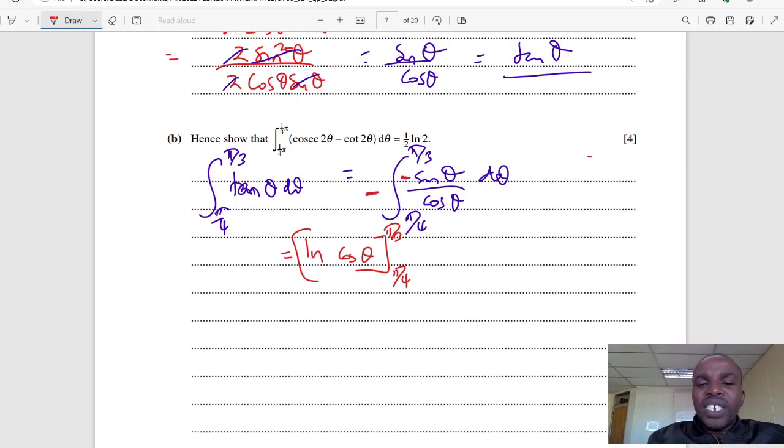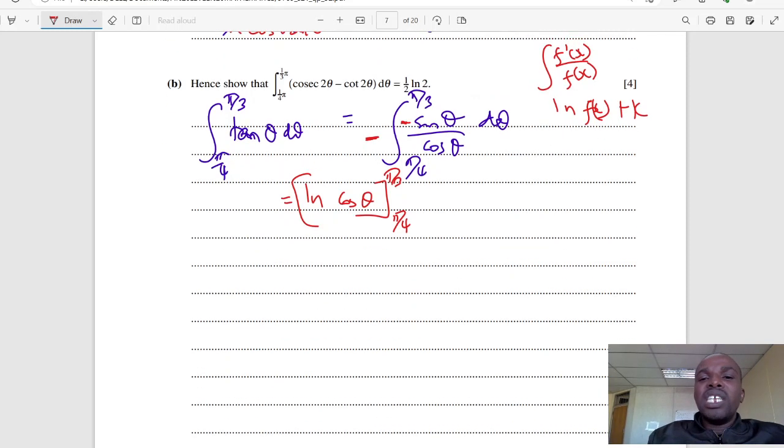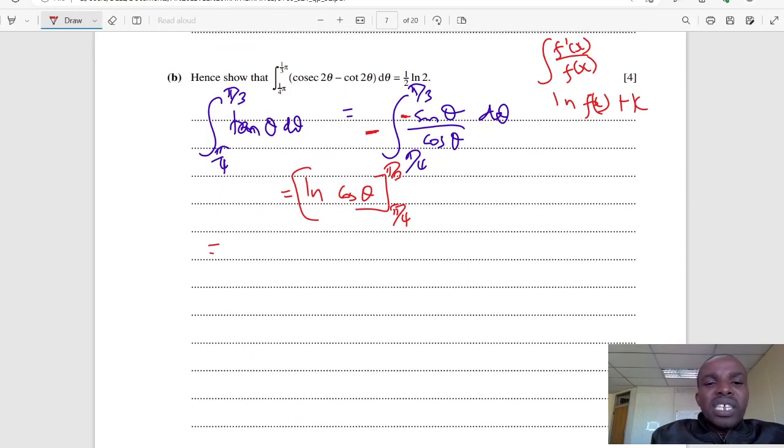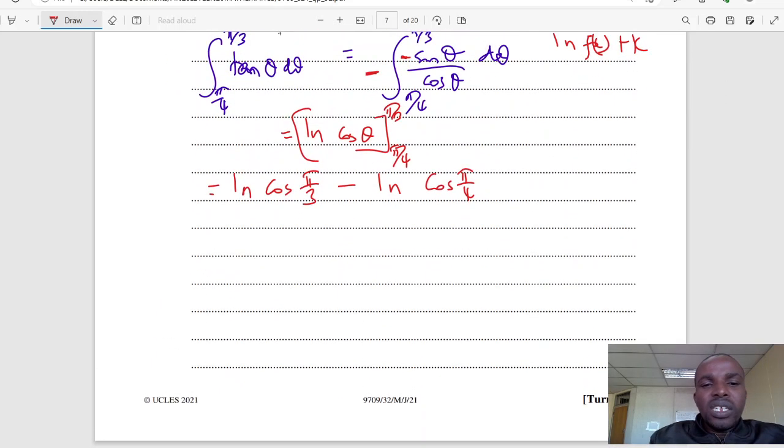So this one is the integration of the derivative of f of x over f of x. You just say ln f of x plus a constant. That's how you do this part: the numerator is the derivative of the denominator, then just ln of the denominator plus a constant. Then if you now put the limits, it will be ln cos pi over 3 minus ln cos pi over 4. This is worth 4 marks. Then you can make use of a calculator.